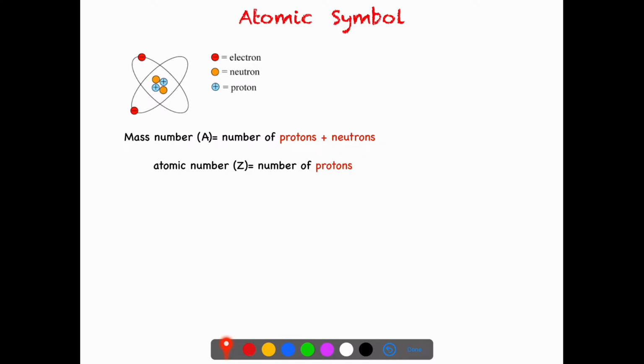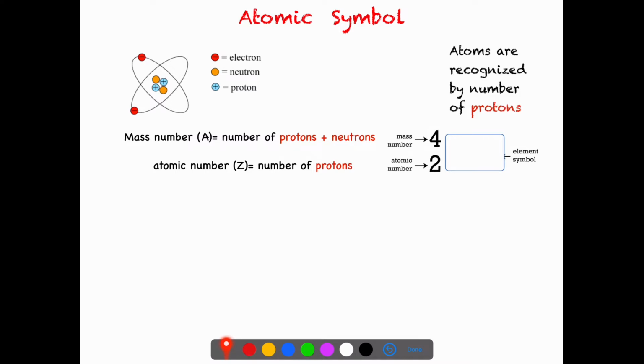Okay, so now once you know these, how do you write an atomic symbol? You put the mass number on the top, the atomic number on the bottom, and on the right you put the element symbol. So for this atom, we can see there are 2 protons, the positively charged particles in the nucleus. So the atomic number would be 2. We have a total of 4 particles in the nucleus, so protons plus neutrons, that's 2 plus 2, that's 4. So the mass number would be 4. Now what element is this? What should be the atomic element symbol here?